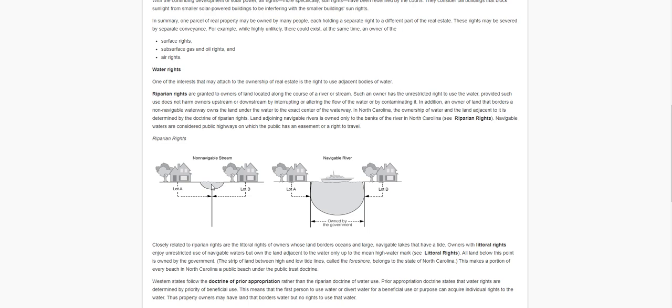Adjacent bodies of water. Riparian rights are granted to owners of land located along the course of a river or stream. Such an owner has the unrestricted right to use the water, provided such use does not harm owners upstream or downstream by interrupting the flow of water or by contaminating it. In addition, an owner of land that borders a non navigable waterway owns the land.